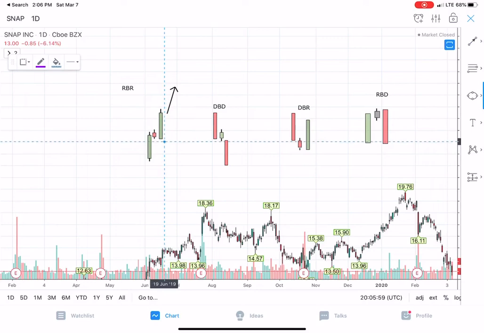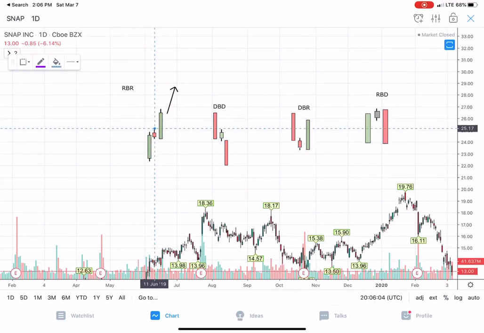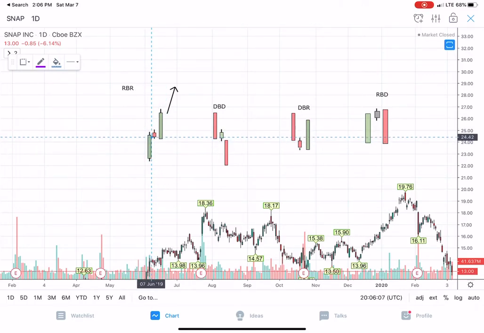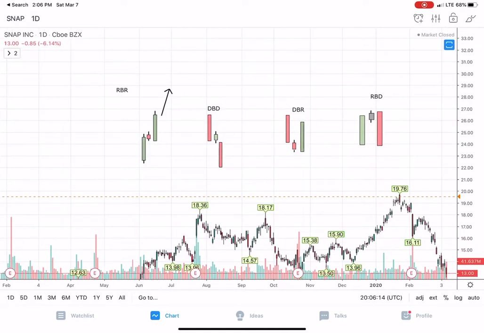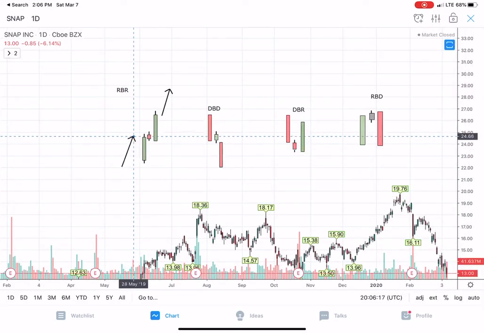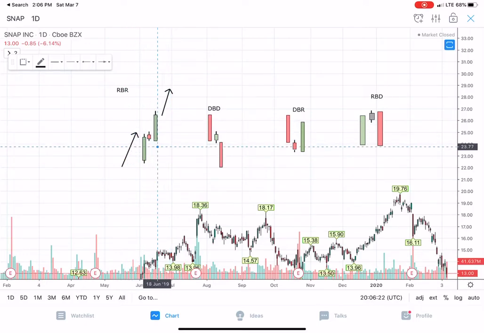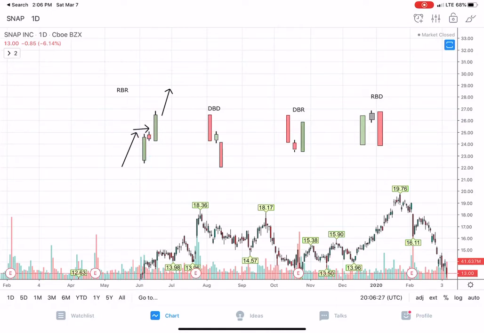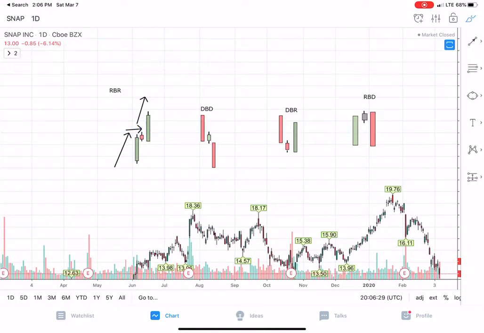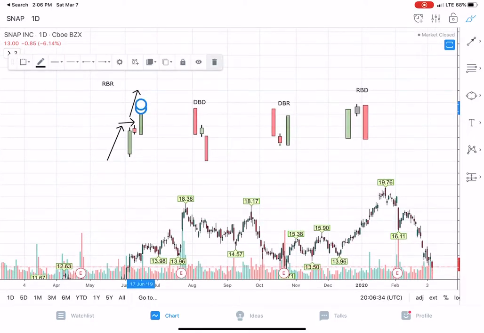What this doji represents, the base, is called a rally base rally. The demand resides in this basing candle right here. Let me turn this yellow. That's where the demand resides, because if you think about it, the market rallied, and then it paused for a second. The market has accumulation and distribution phases. So the market was able to rally, paused for a little bit, and then was able to rally again. What that tells me is that you have accumulation at this base right here.